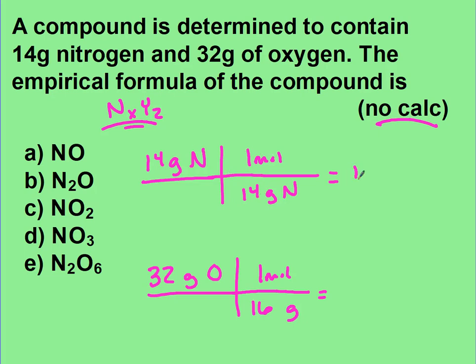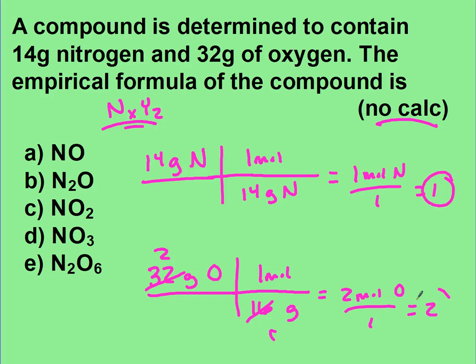Well, 14 divided by 14 is 1 mole of nitrogen, and 32 divided by 16 is 2 moles of oxygen. Then I would divide by smallest, which in this case is 1, and I don't need to multiply because I'm at whole numbers already. So this tells me that I have 1 N and 2 O's, so NO2.